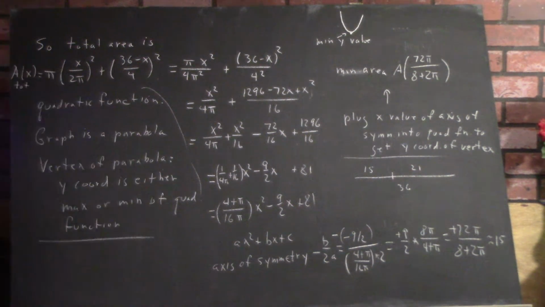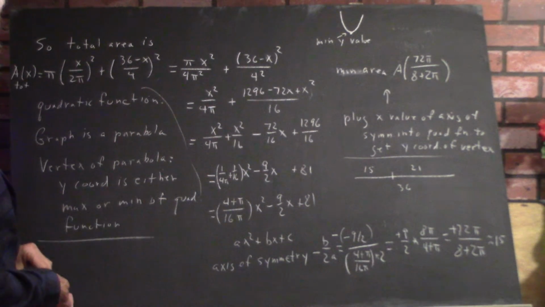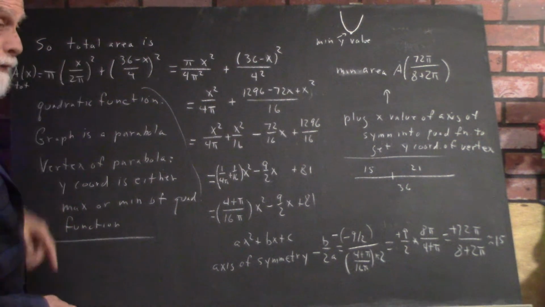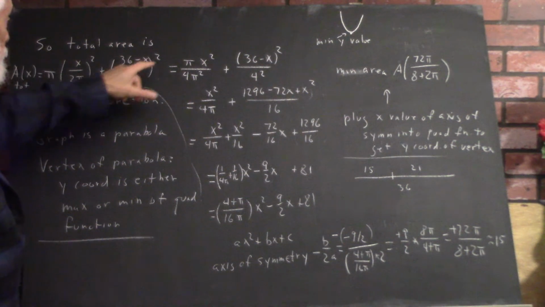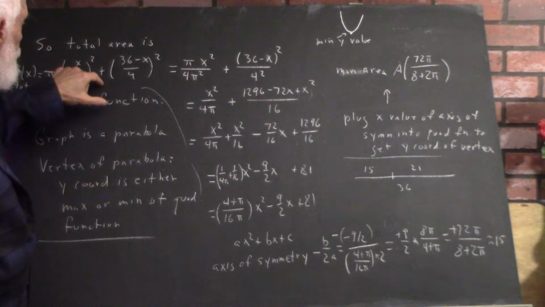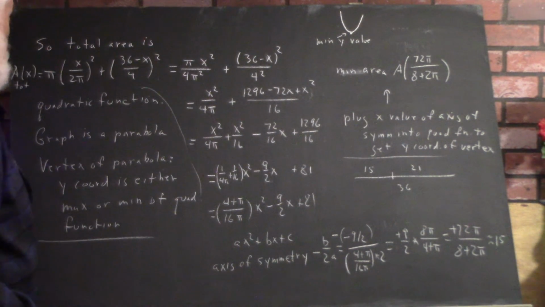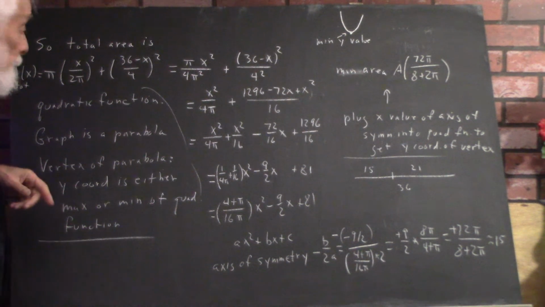Okay, we conclude that the total area of the circle plus the square is pi times x over 2 pi quantity squared, as we saw previously, plus 36 minus x over 4 quantity squared. Pi times the radius squared plus the length of a side of the square squared. Okay? This is a quadratic function, isn't it?